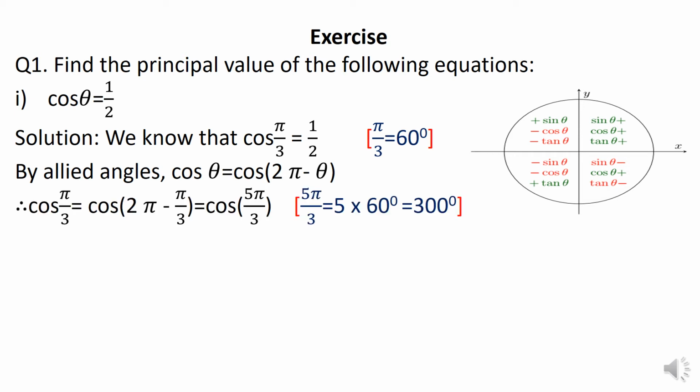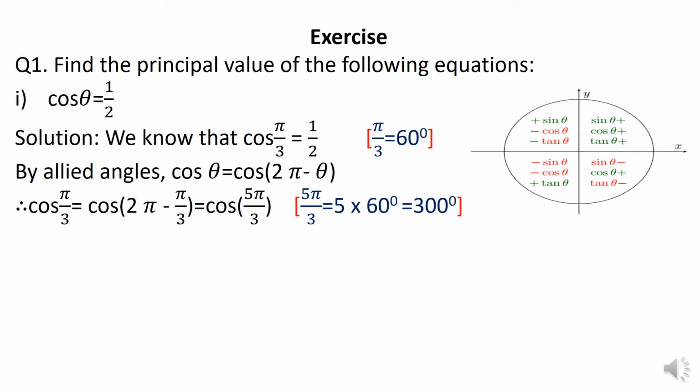Thus we can write cos pi by 3. See what I have done? I have put theta as pi by 3 over here. So cos pi by 3 is cos of 2 pi minus theta, that is 2 pi minus pi by 3. Solving that 2 pi minus pi by 3 by cross multiplication, we get cos 5 pi by 3. Now 5 pi by 3 in degrees becomes 300 degrees. So pi by 3, that is 60 degrees, and 5 pi by 3, 300 degrees.